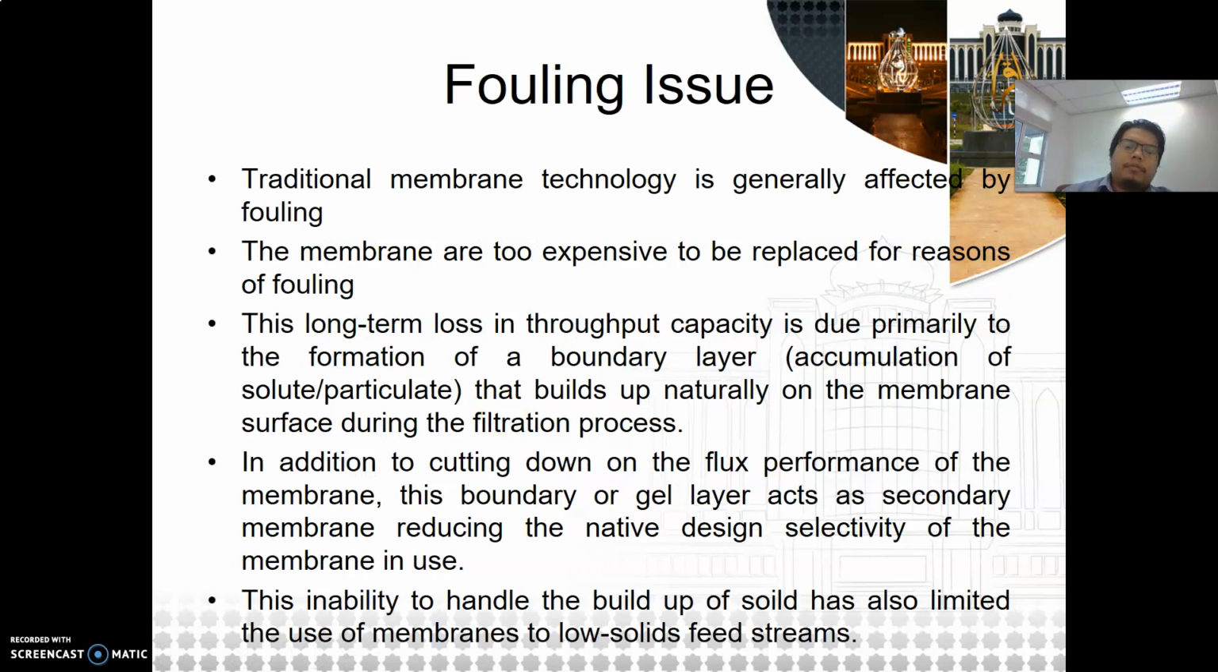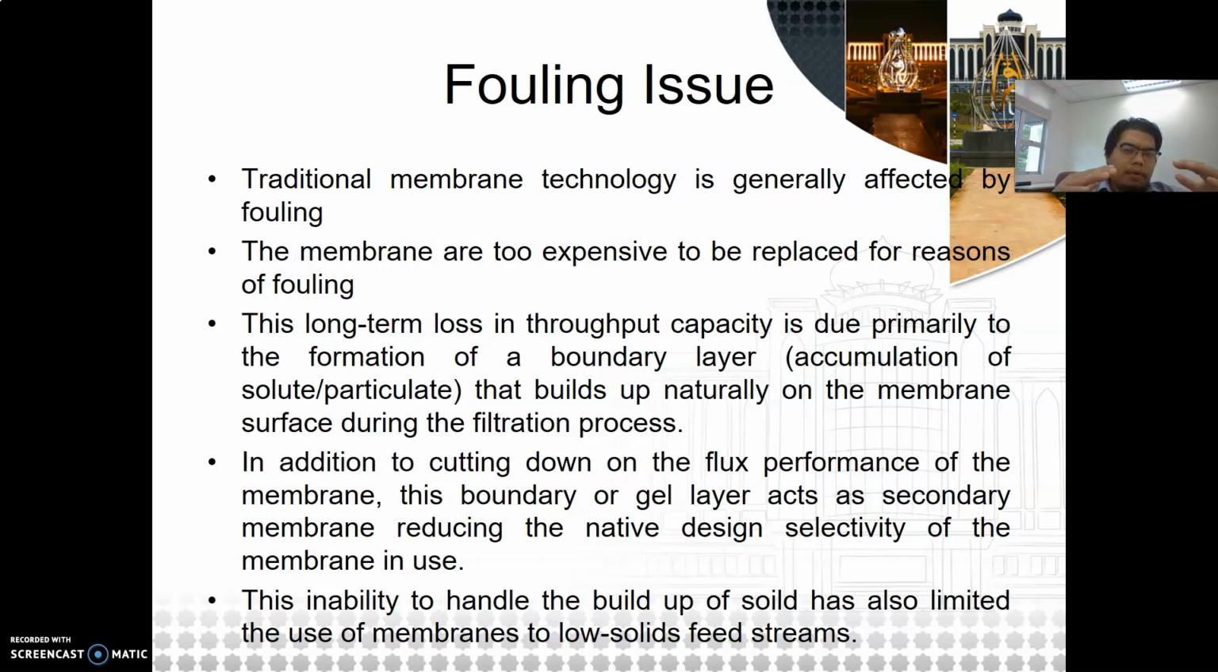And when we talk about the membrane, we will talk about the fouling issue. Fouling is one problem in membrane technology, because it will generally affect the flow rate of our solution. The membranes are too expensive to be replaced for reasons of fouling. So if we look at our membrane, on top of our membrane, it consists of pores.